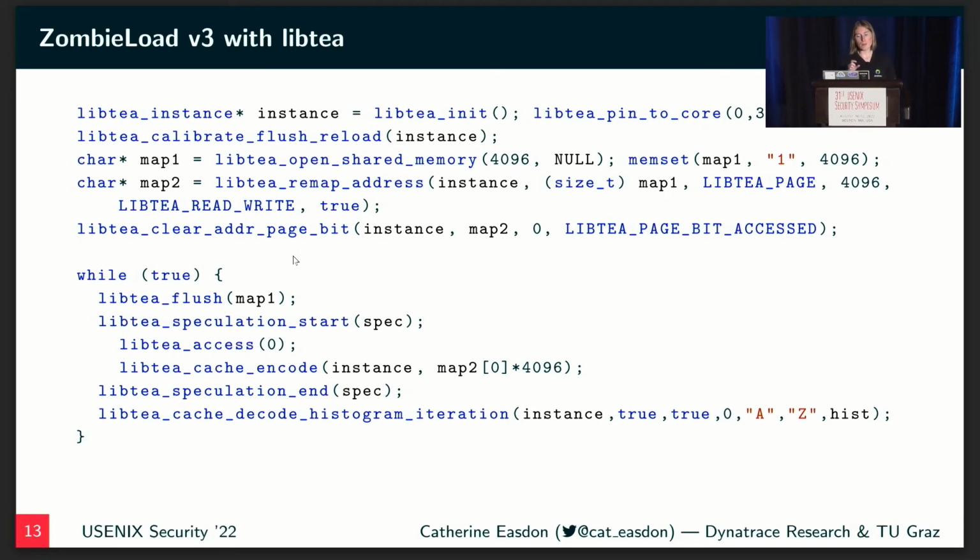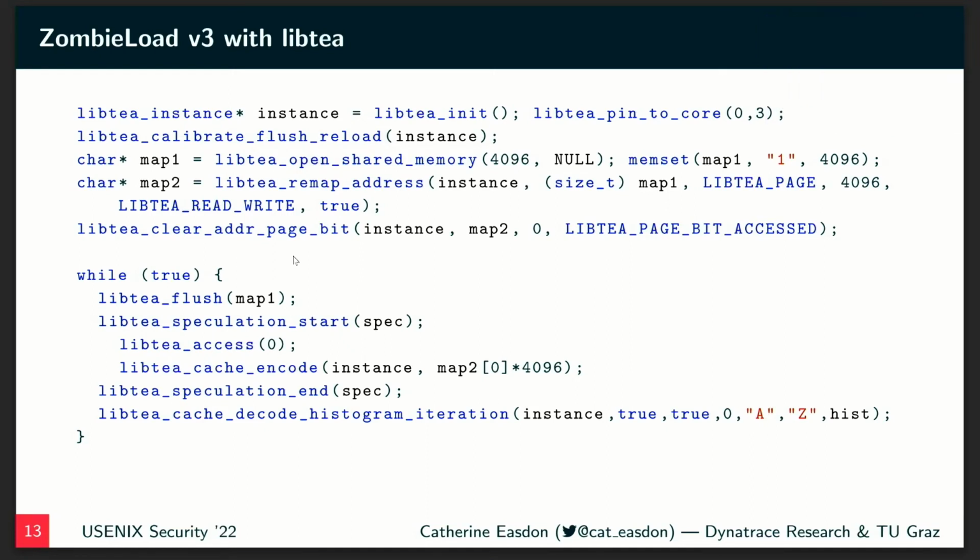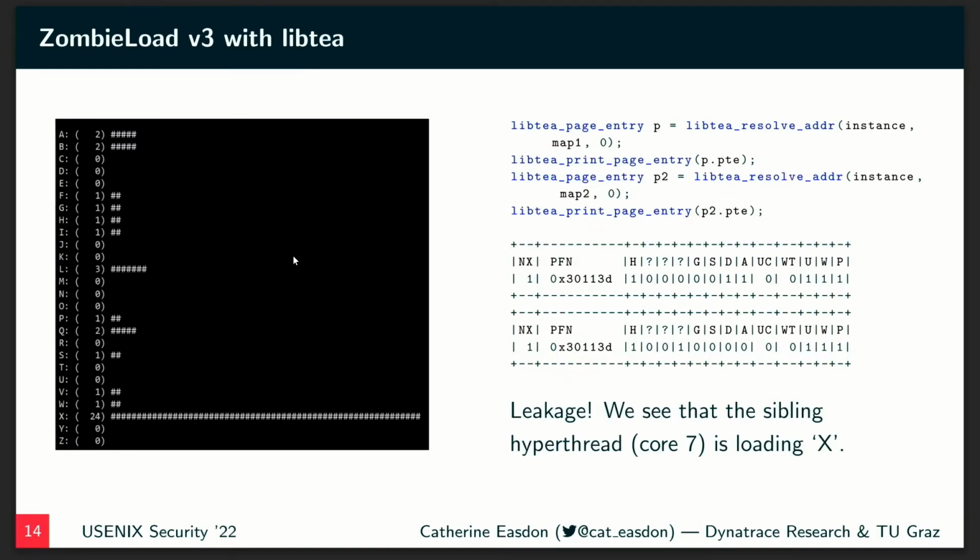So within this block, we have our 2 instructions that are going to be run speculatively. The libtea access to 0 is extending our transient window. And then we access map2, and we're going to encode that into our cache covert channel that's provided by libtea. But because this is ZombieLoad, we're not encoding the actual value at map2, we are encoding data from the line fill buffers. And then we have a handy helper function to create a histogram to plot the data that we're getting. So we can see here that the sibling hyperthread is loading the value x. We've got a little bit of noise, but the signal's very clear.